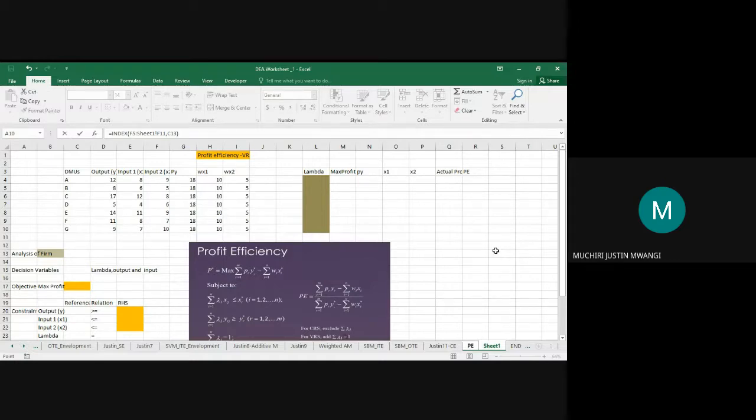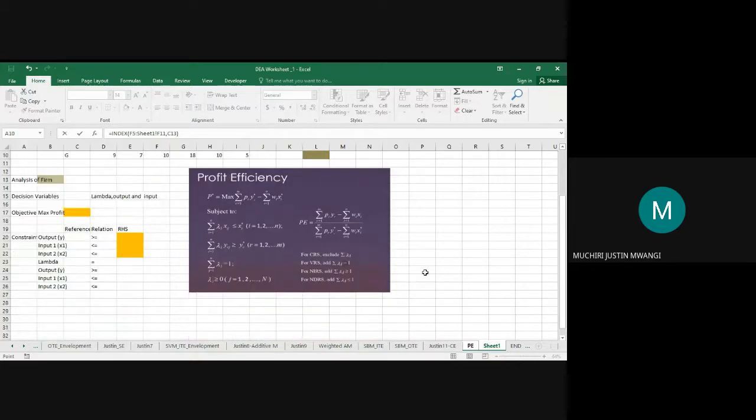In today's class, you're going to extend the use of the Solver in Excel, and also introduce yourself to how we can employ the Developer tab to make our work easier. We're looking at profit efficiency, using data envelopment analysis to compute the profit efficiency. So we'll be using the envelopment form.